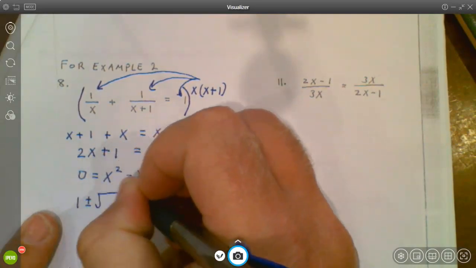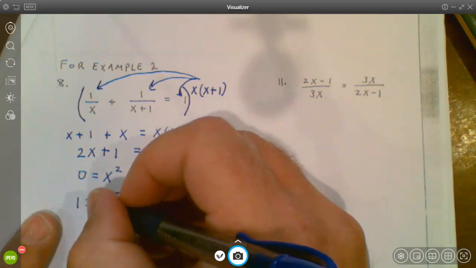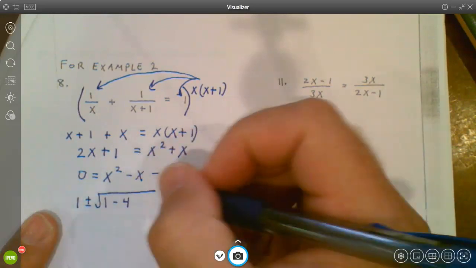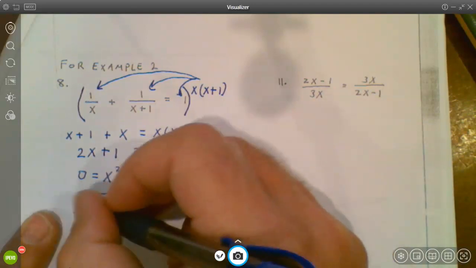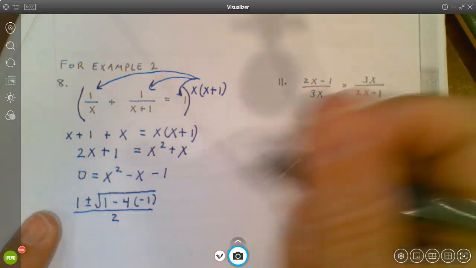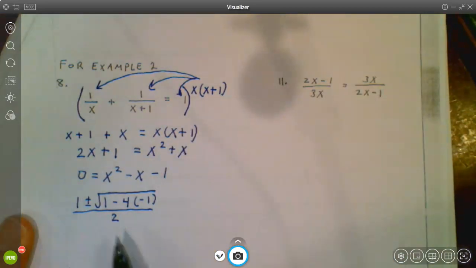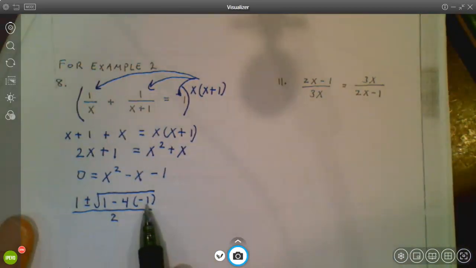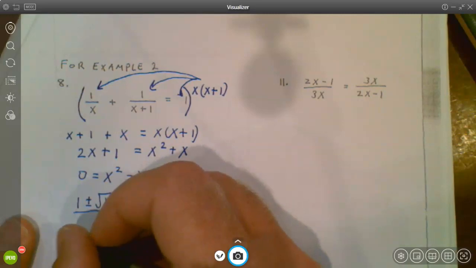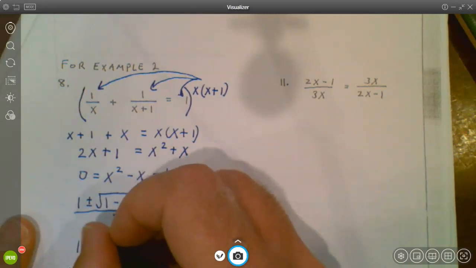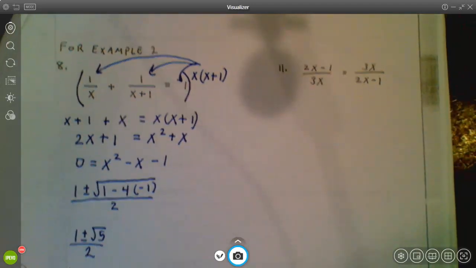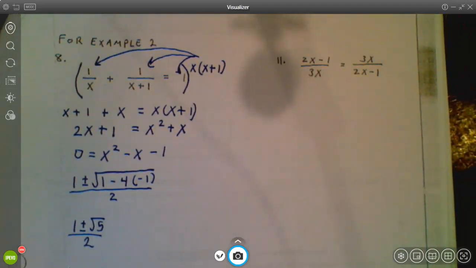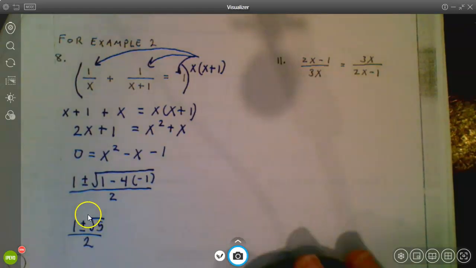So I've got my negative b plus or minus square root of b squared minus 4 times a times c over 2a. So this is what we'd be looking at. Under the radical, 1 plus 4. So 1 plus or minus square root 5 all over 2. And I'll just leave it like that for now. Obviously, if you get directions that tell you about rounding, then follow those directions. But I'm going to leave it like that.